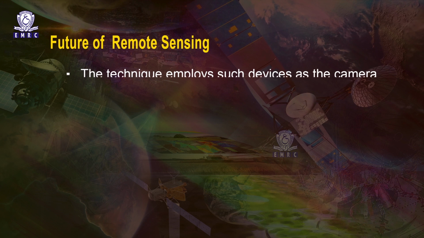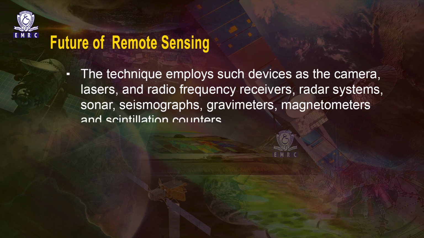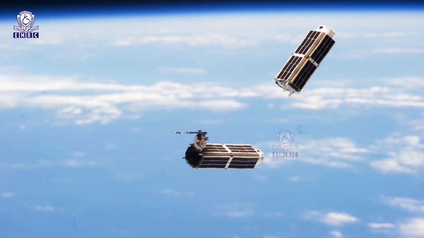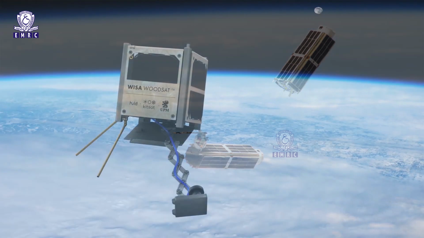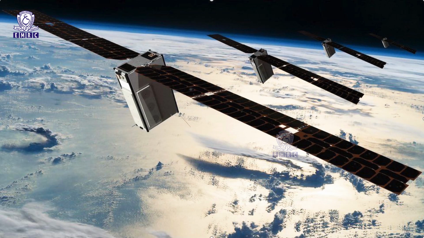The techniques employ such devices as the camera, lasers, radio frequency receivers, radar systems, sonars, seismographs, gravimeters, magnetometers and scintillation counters. A common expectation from the remote sensing community is the ability to acquire data at high resolution at no cost, with open resource support, and for the creation of new applications by integration of spatial or aerial and ground-based sensors. The development of smaller, cheaper satellite technologies in recent years has led many companies to explore new ways of using low Earth orbit satellites.